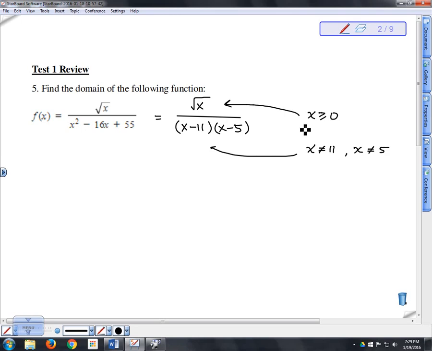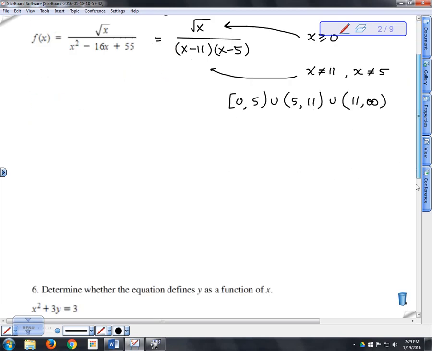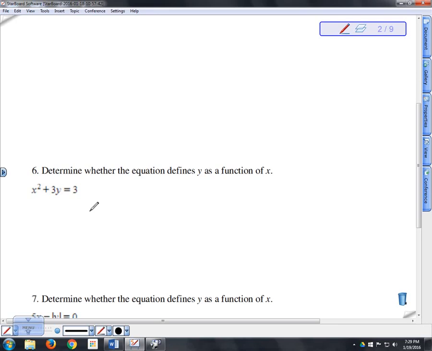So all of this needs to be put together into an interval. x has to be greater than or equal to 0, and it can't equal 11 or 5. So starting at 0, including 0, that's why it's a bracket, 0 to 5, and then from 5 to 11, and then from 11 to infinity. Question 6.